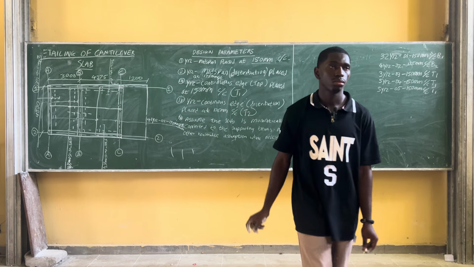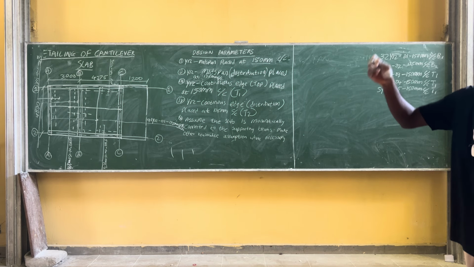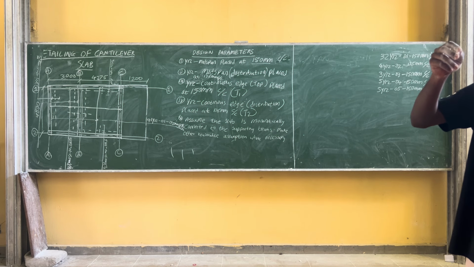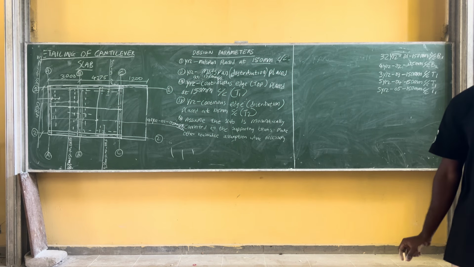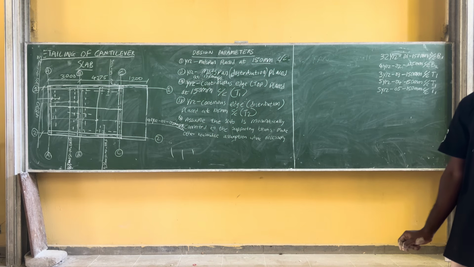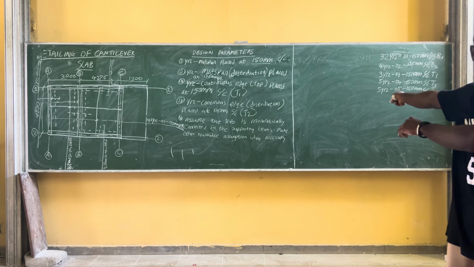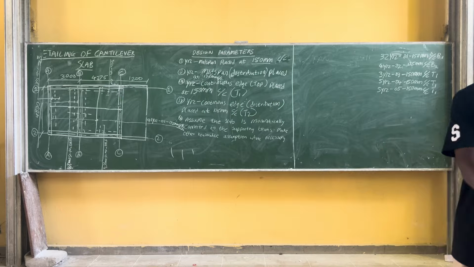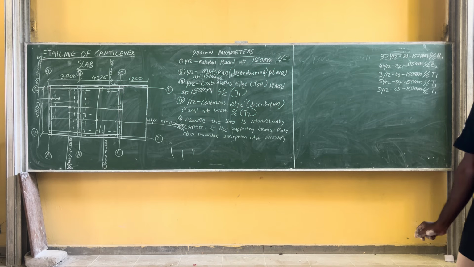No, these ones are grid lines. It's just to indicate the span of this. It's spanning from here to here. That is what the grid line means.